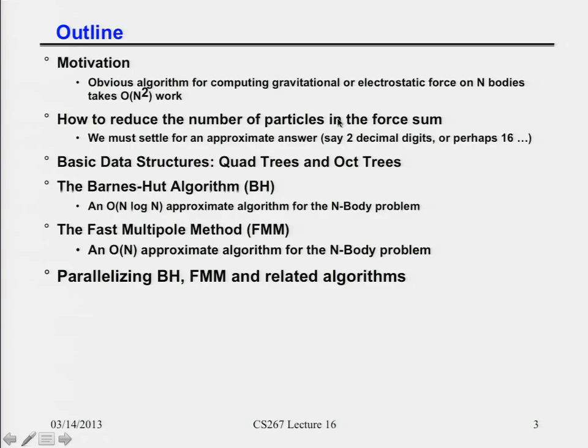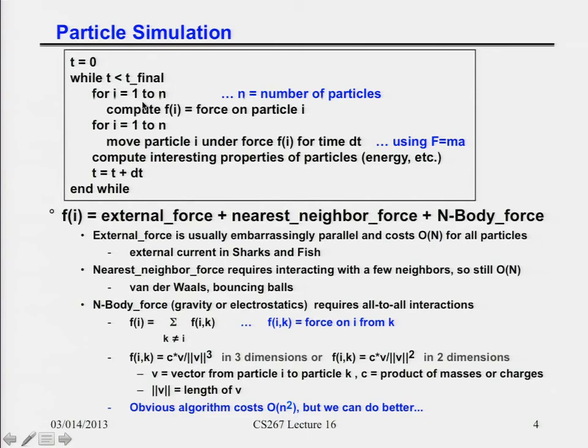So here is the toy code, which should be pretty familiar to us now, where every particle interacts with every other particle. I'm going to have a time step, starting from time t equals 0 and going up to the final time. For each particle, I'm going to compute the force, F sub i, on particle i. Then I will take each particle and move it a little bit under some standard law, like F equals ma, and then compute interesting properties of the global system, energy, whatever it is I care about, and keep going.